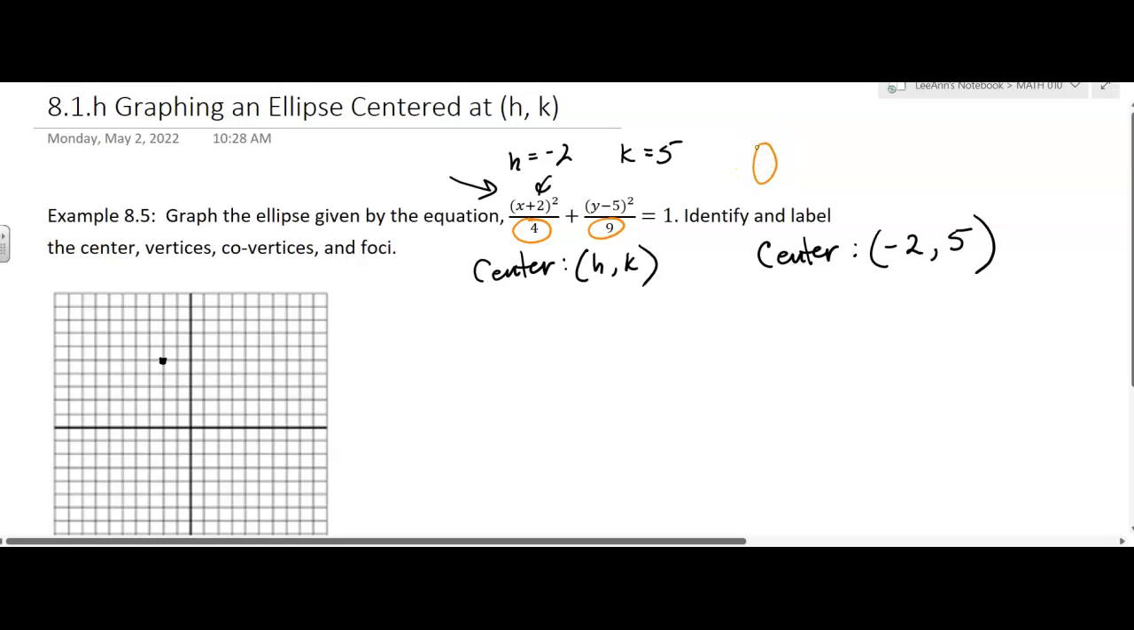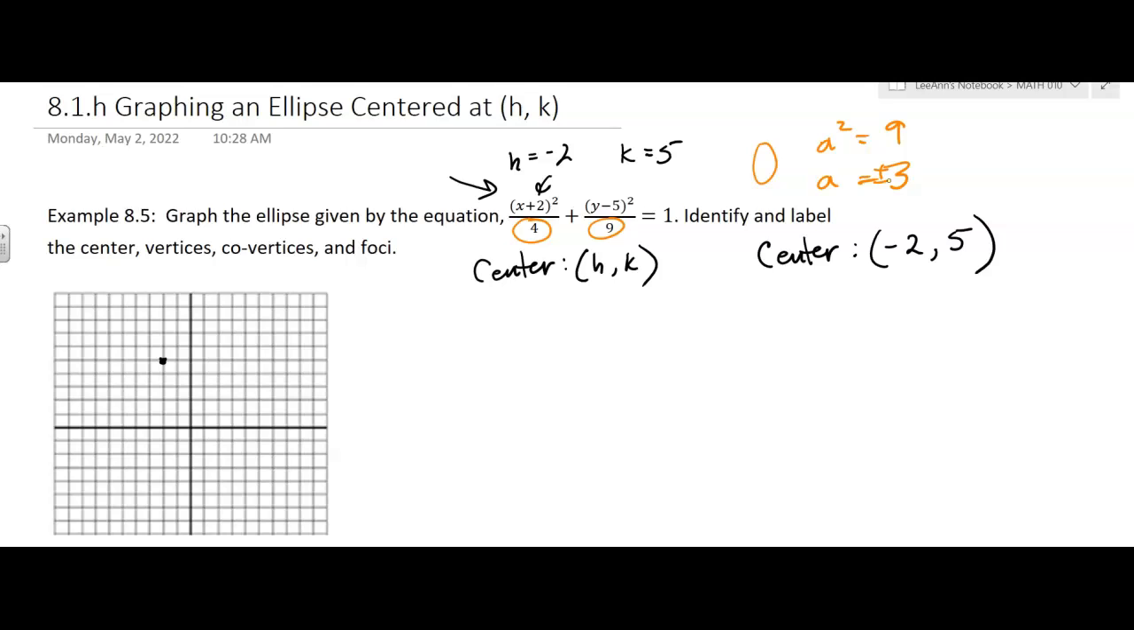And what I would do is I would just say a squared is 9. So a is 3. Actually, it's plus or minus 3, right? So that's kind of an important point to think about, as you take the square root of 9, because you're going to go in both directions with a.